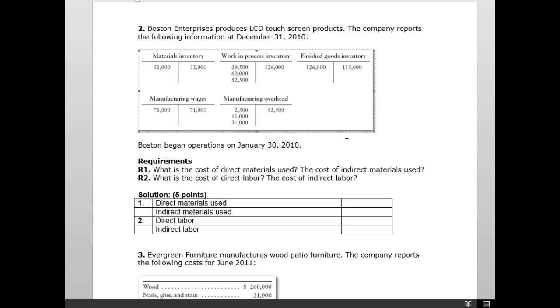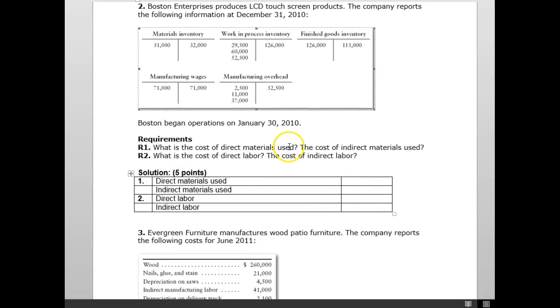So, what do they want us to do with these numbers? What is the cost of the direct materials used? Well, here's your materials inventory. It says we took 32,000 out, but if I go to my work in process where it would have been debited, it only shows 29,500 for direct materials, because that's the first entry. That's why I said this is a little bit confusing. You kind of have to really know what they were doing. So your direct materials used was 29,500.